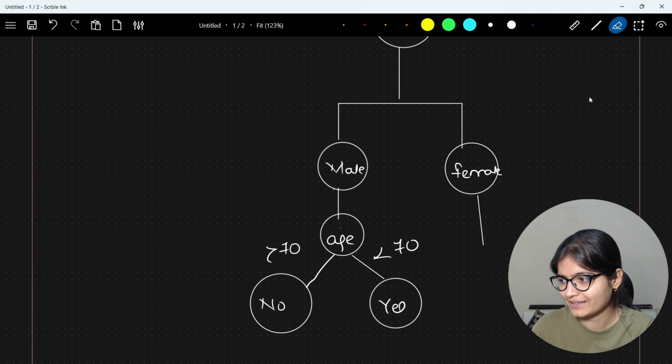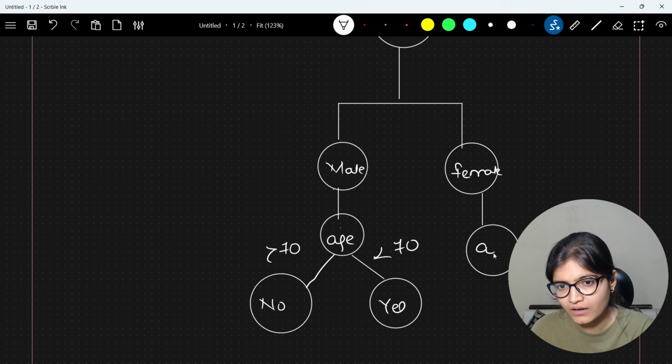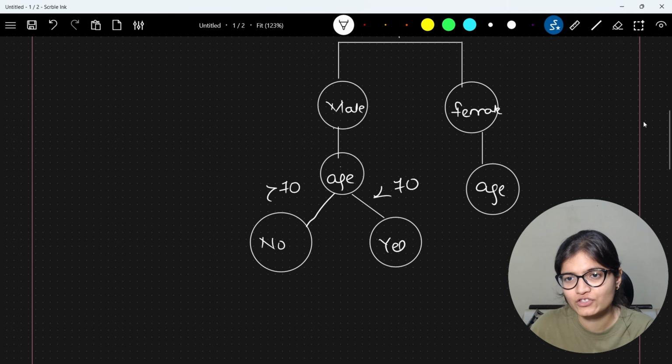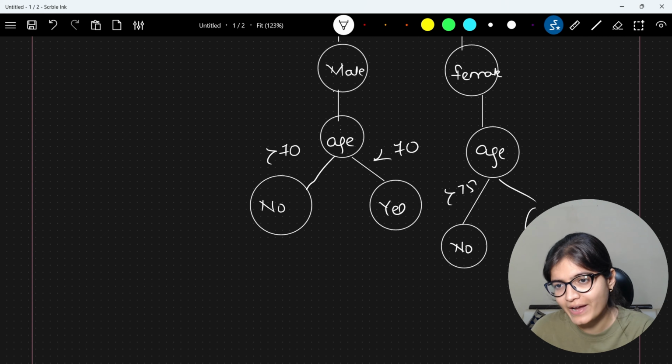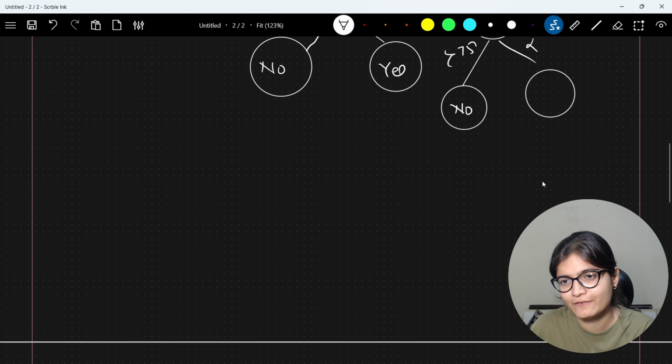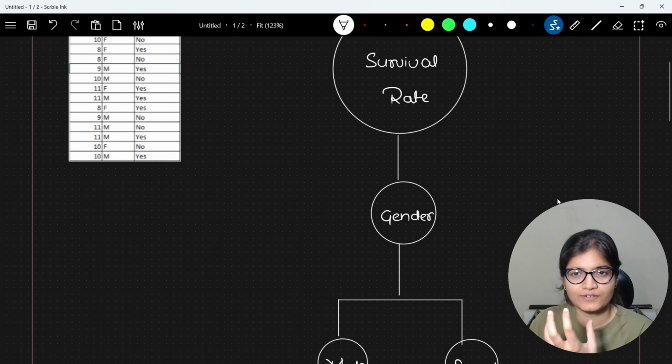Maybe in females, that threshold is a bit higher. Let's assume that if a lady's or a female's age is bigger than 75, then she will not survive. Otherwise, if the age is less than 75, maybe that particular woman will survive. So what is the meaning of a decision tree?